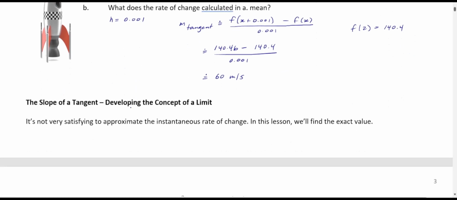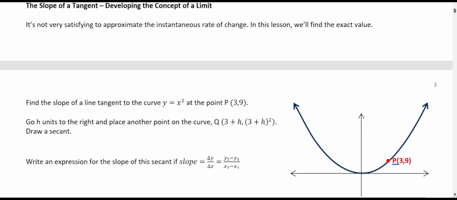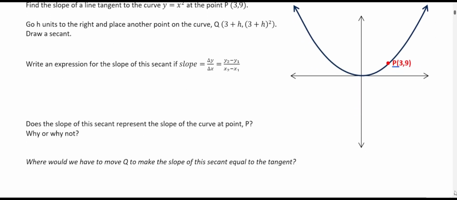So the slope of a tangent, developing the concept of a limit. It's not very satisfying to approximate the instantaneous rate of change, so in this lesson, we'll find the exact value. So let's keep scrolling down over here. We're going to find the slope of a line tangent to the curve y equals x squared at this point P, (3, 9). So I want to find the slope of that tangent.